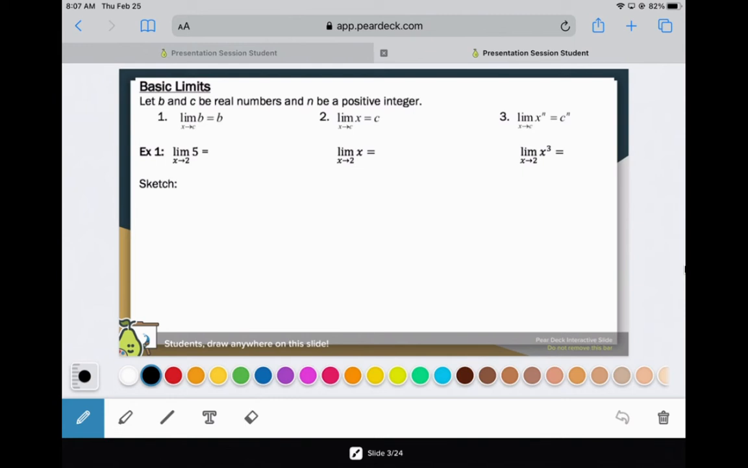The first thing that we talk about today is finding limits. The very basic way is that you can do direct substitution. Before we do that, let's look at some of the notation, and these are the properties that you should remember. Okay, so let B and C be real numbers.